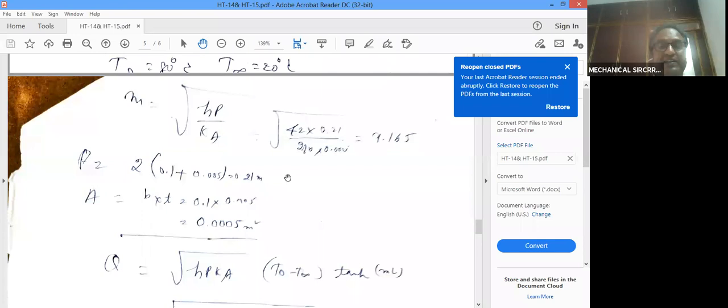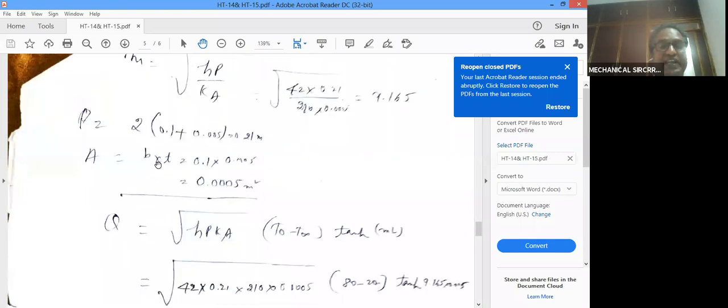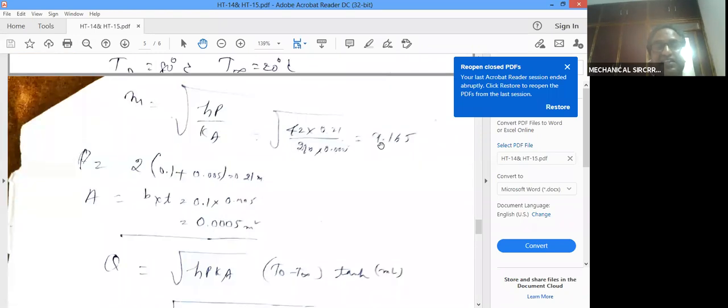How do you calculate the cross-sectional area for this pin? Area is equal to B into T, B value 0.1 into thickness value 0.005, that is equal to 0.305 meter square. So square root of hP by kA, if you calculate this, the M value will be coming as 9.165.